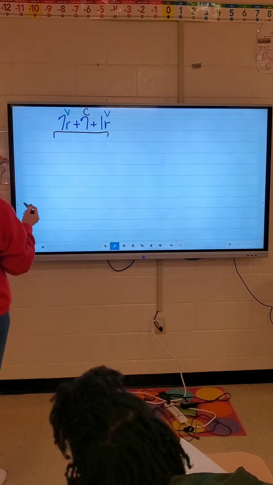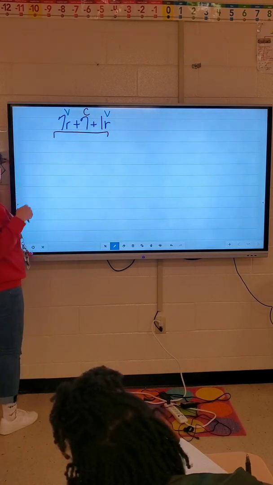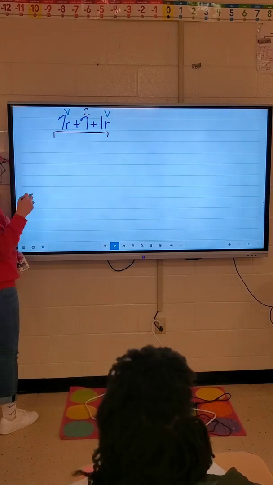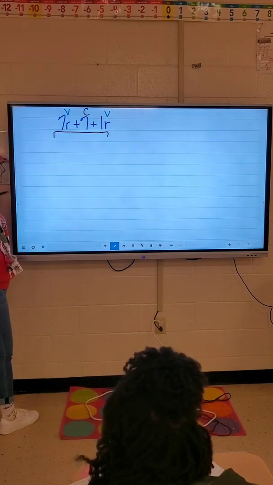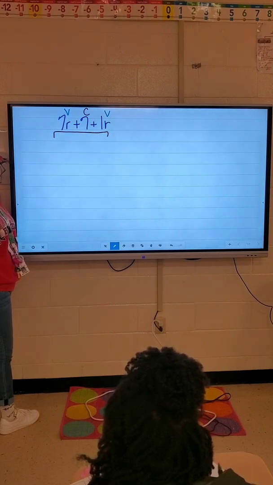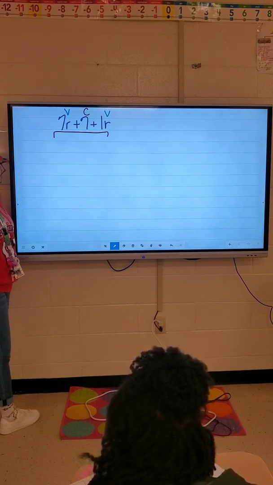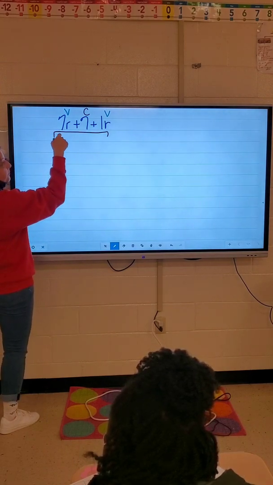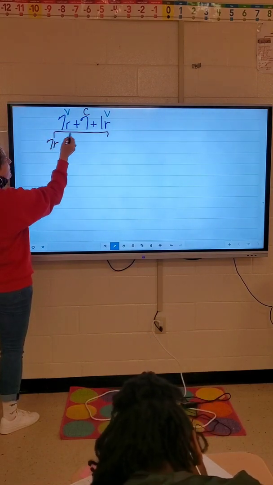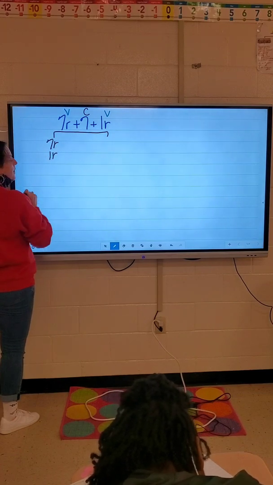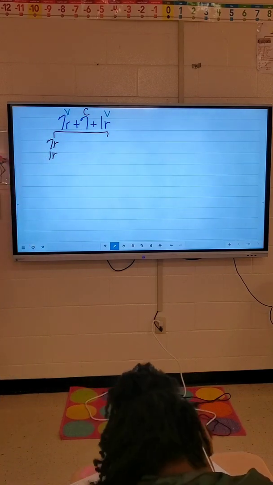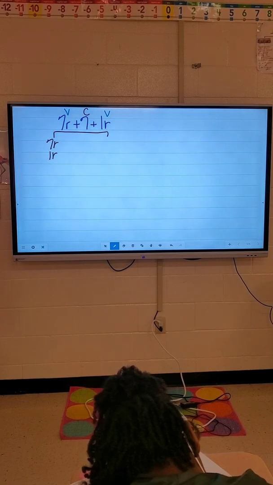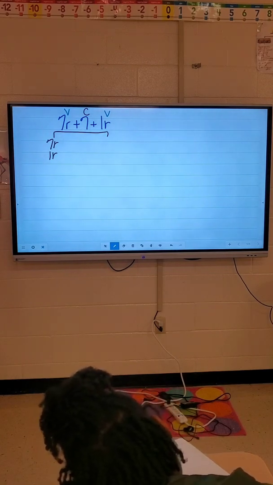So, I see R's. Do y'all see R's? So, we're going to group all of our R's together. And what property tells me I can group them together? Associative. And what property tells me I can move them? Commutative. So I'm going to move them and group them. Here we go. 7R and 1R. I'm putting those together. I'm just sorting. I'm just grouping, just like you sorted colors in kindergarten.